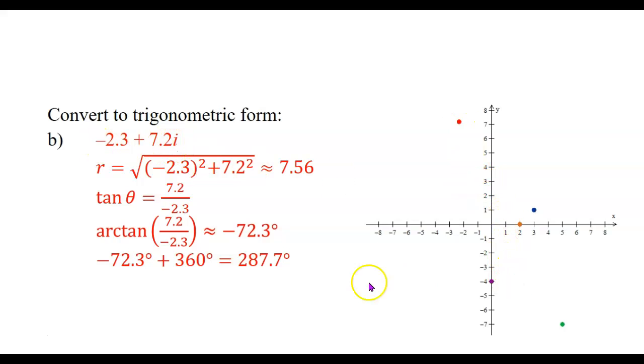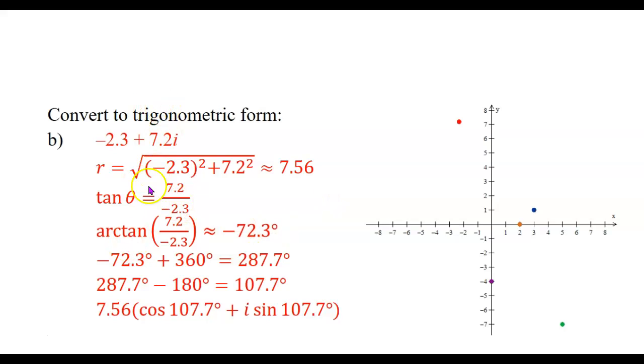So how do we adjust for that? Simple, we take this 287.7 degrees, subtract 180, and that gives us 107.7 degrees. So that's the correct angle or argument. So the trigonometric form is approximately 7.56 times the cosine of 107.7 degrees plus i times the sine of 107.7 degrees.